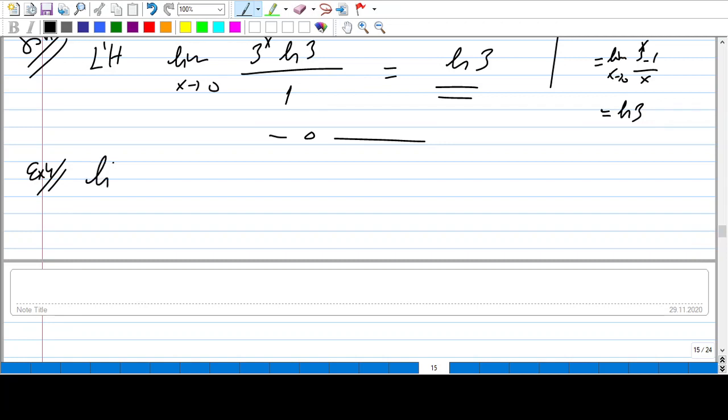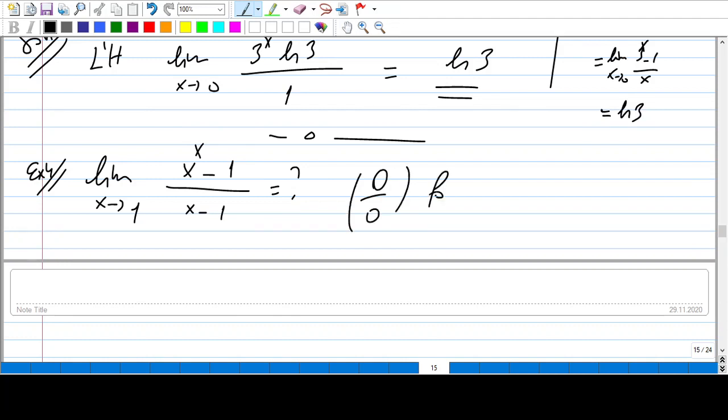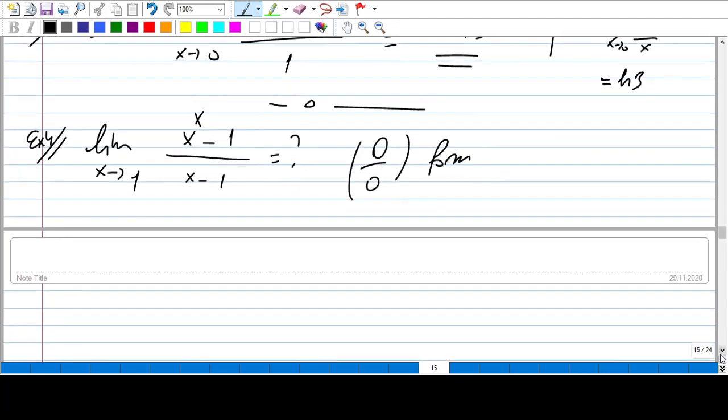Evaluate the following limit: x to 1 of x to the power x minus 1 over x minus 1, if the limit exists. If you look at the limit, we have 1 to the power 1 is 1. It is not a 1 to the power infinity question. So 1 minus 1 is 0, 0 over 0. So this is 0 over 0 form. It means you can apply the L'Hopital rule.